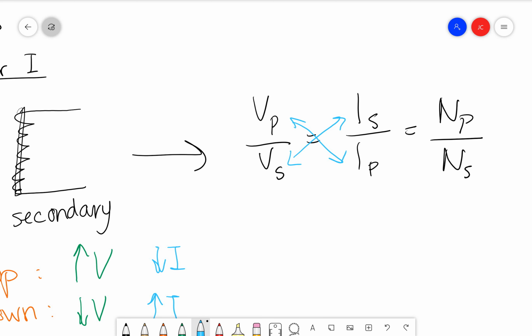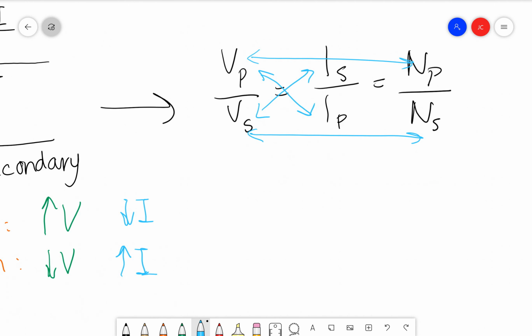You can also see that voltage works the same as turns. More turns is more voltage, because these are not switched. And this is helpful if you ever get a transformer and it just tells you the number of coils, or number of turns on each coil. You can use that knowledge to figure out whether it steps up or steps down, because if the number of coils on the secondary is larger, that's a step up, and if it's smaller, that's a step down.